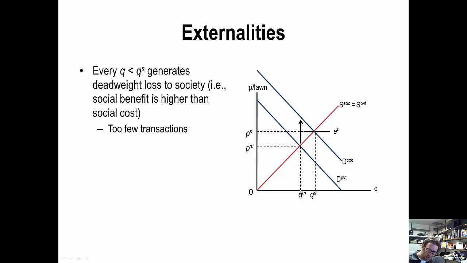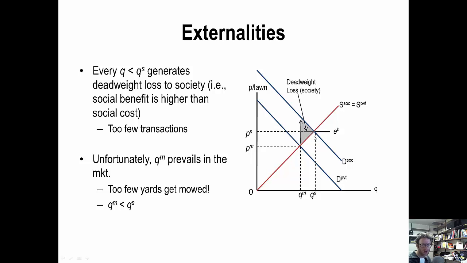So for all those quantities in between the market quantity and the socially optimal quantity, each one of those transactions has a social benefit that exceeds the social cost. So we actually produce too few, which means that we leave social surplus on the table. Okay, and there's also deadweight loss to society that's realized as a result.